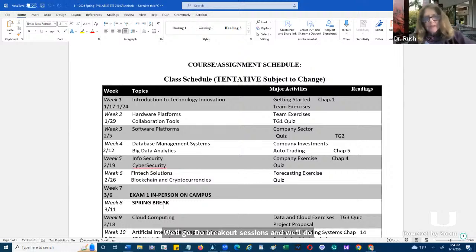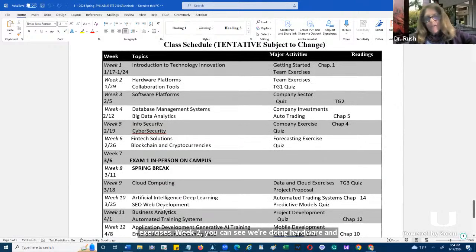Week 2, you can see we'll be doing hardware and collaboration tools. We'll do software. Week 4, we'll do data management. We'll look at big data analytics. Week 5, we'll do some information security, cybersecurity. Week 6, we will do some fintech solutions. We may even expand it more, blockchain, cryptocurrencies.